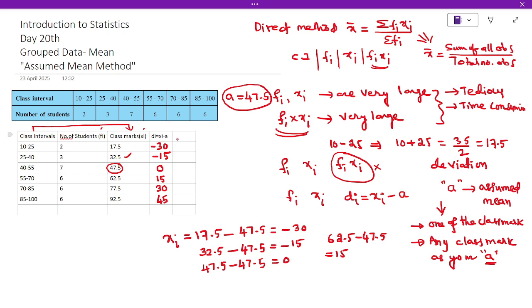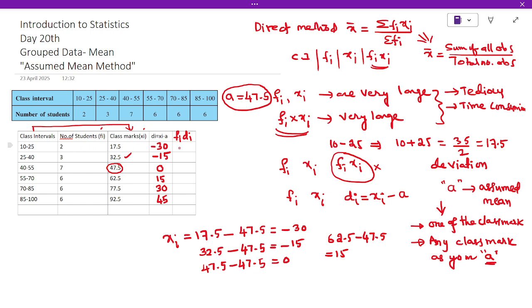Clear? So now next we need to take the product. What is the product we need to consider? We already have the frequency fi, then instead of xi, we are considering the di. Clear?